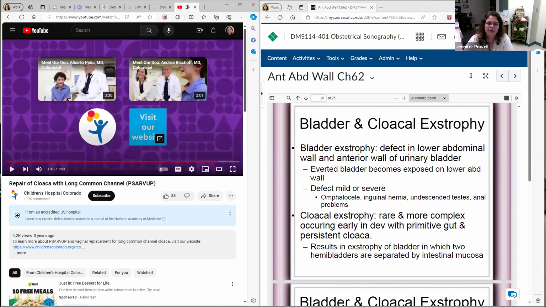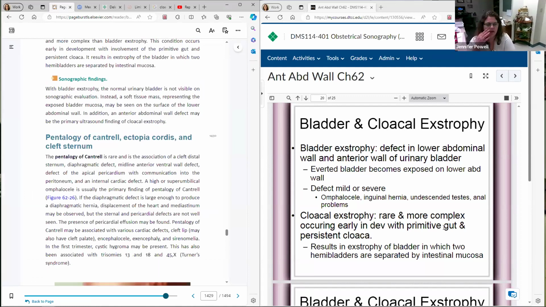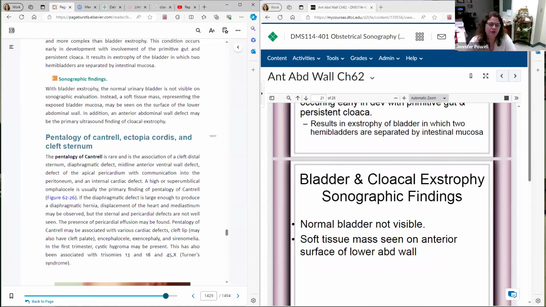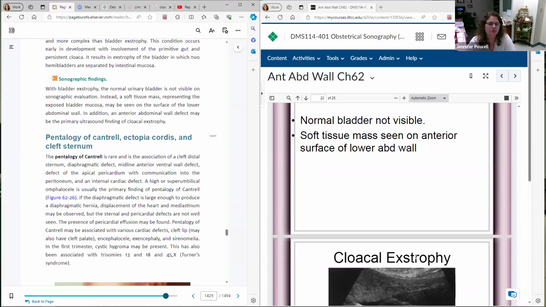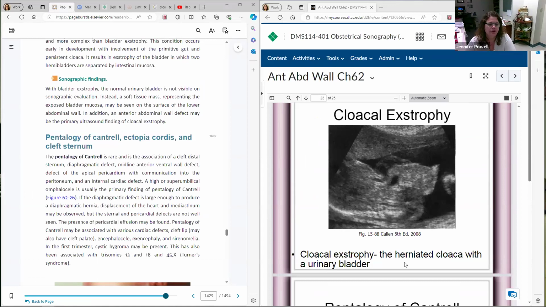Well, that's pretty amazing. So that's what this is referring to, right? Let's get back to the book. So your normal bladder will not be visible, soft tissue mass seen on the anterior surface of the lower abdominal wall. So herniated cloaca with a urinary bladder here.